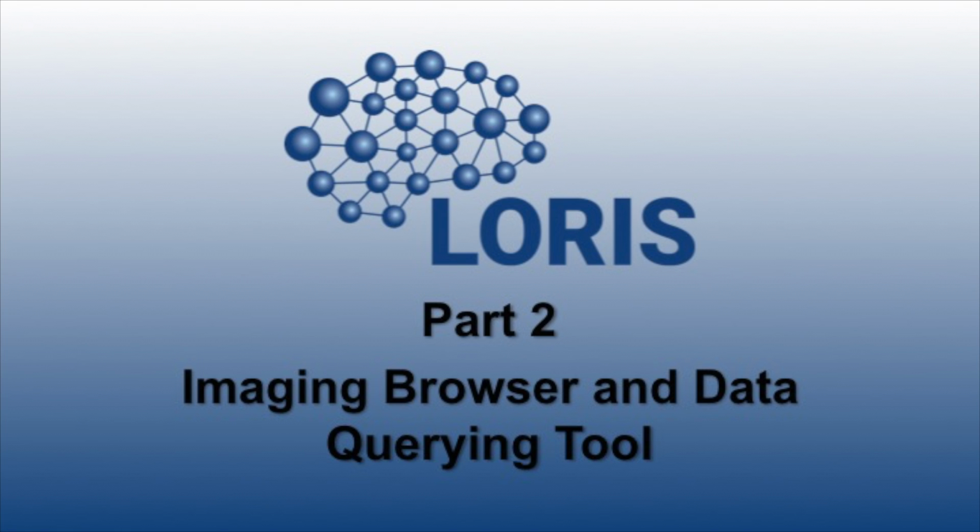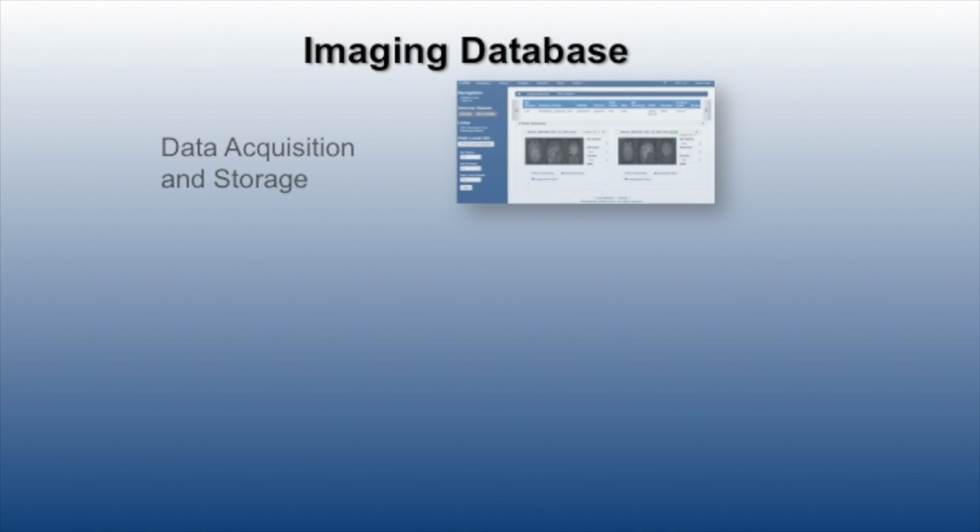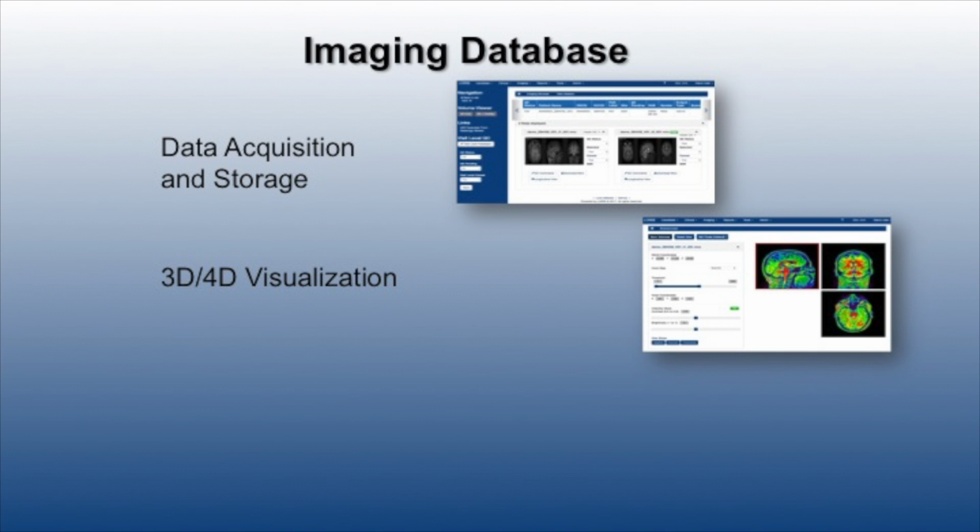LORIS was originally built as a neuroimaging database for MRI data acquisition, and has been developed and extended over time to handle numerous imaging modalities and formats, including 3-dimensional and 4-dimensional datasets. The imaging browser has three important functions: storing and organizing imaging data, visualization, and quality control.